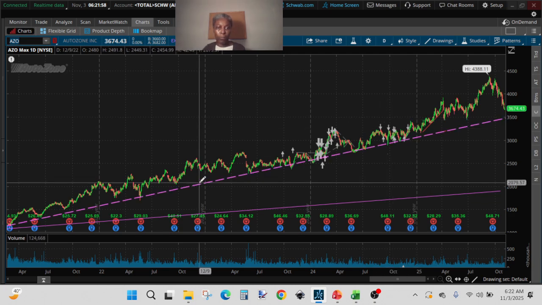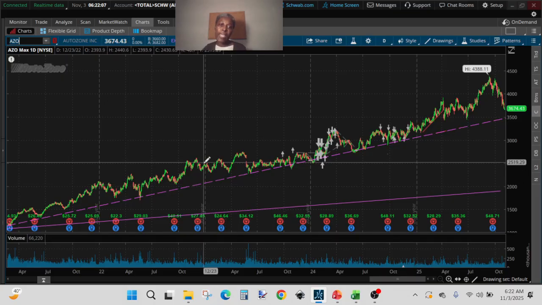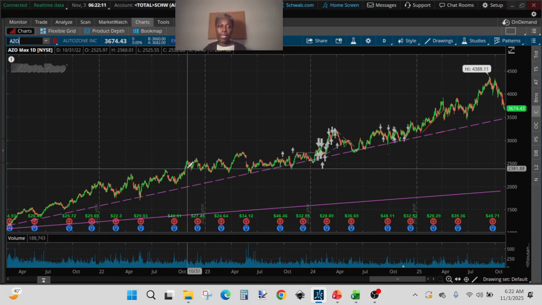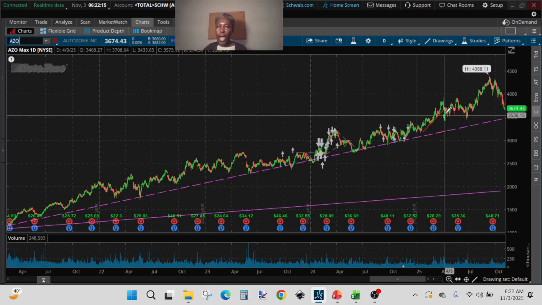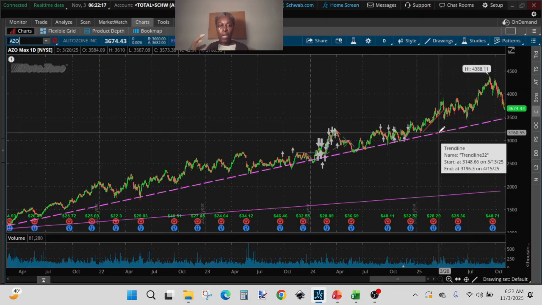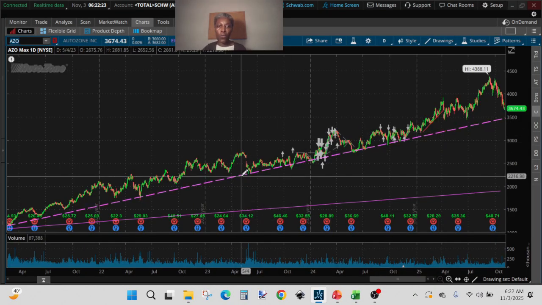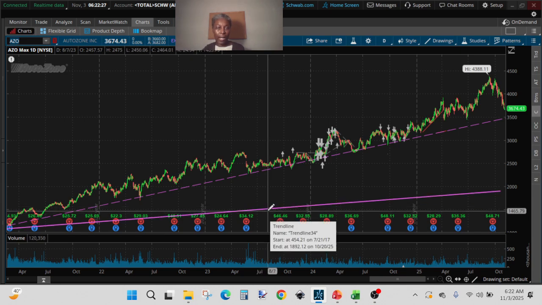It has been constantly using this support line to rest on and go back up, and it's not going too high away from that support line, if that makes sense. It's not going too far up away from this support line. So I don't know if it's going to come back to this line or not.